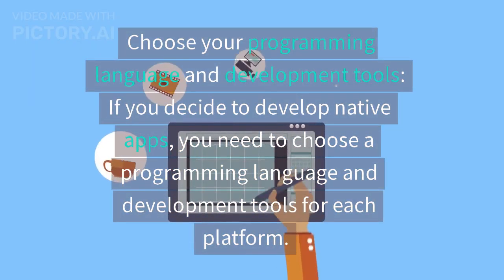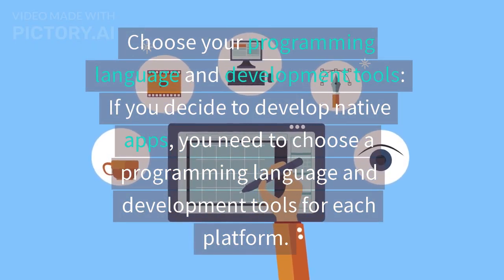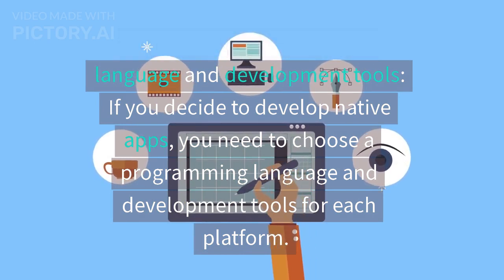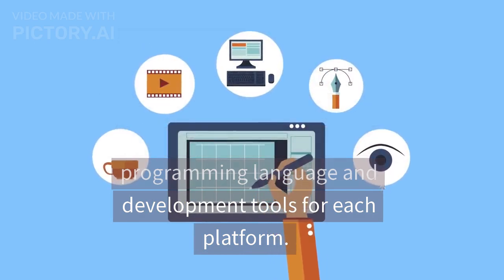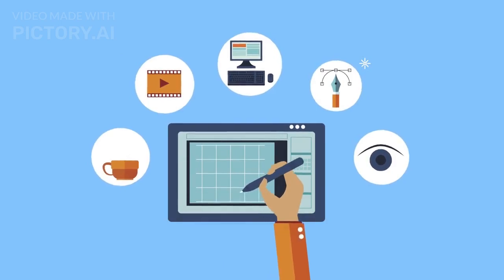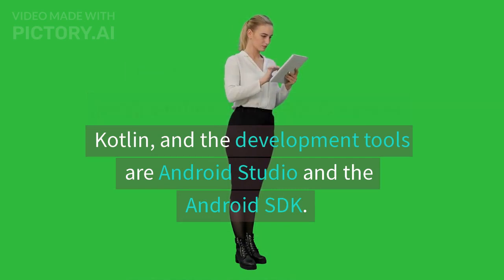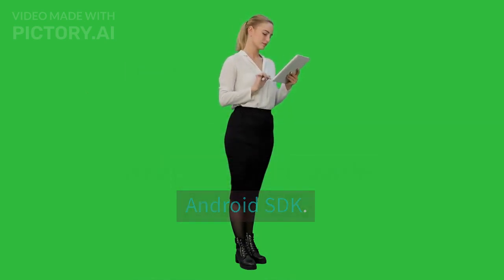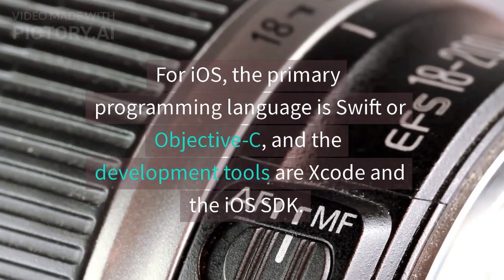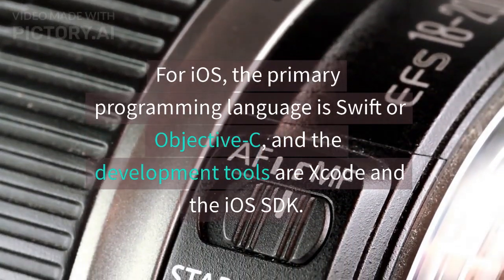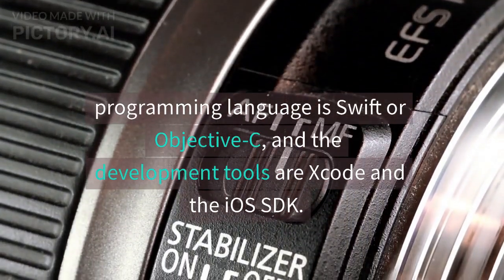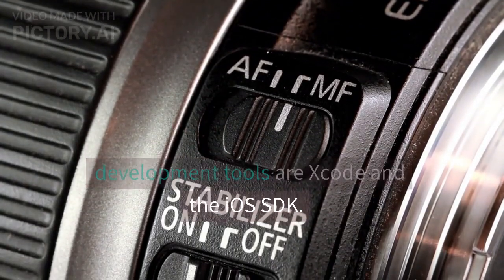Choose your programming language and development tools. If you decide to develop native apps, you need to choose a programming language and development tools for each platform. For Android, the primary programming language is Java or Kotlin, and the development tools are Android Studio and the Android SDK. For iOS, the primary programming language is Swift or Objective-C, and the development tools are Xcode and the iOS SDK.